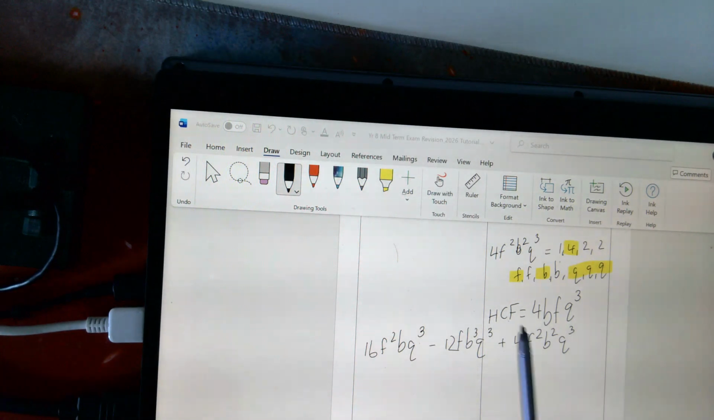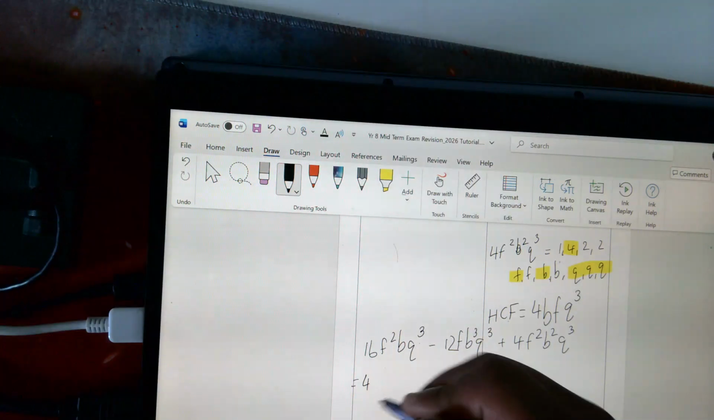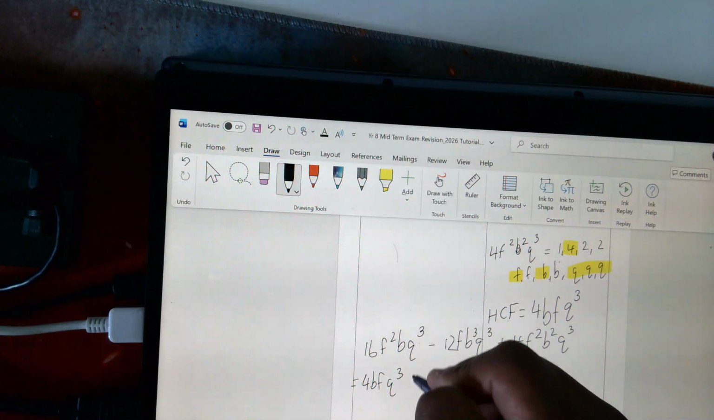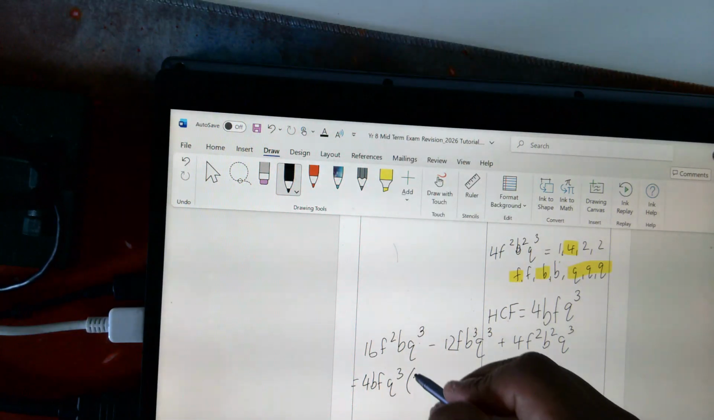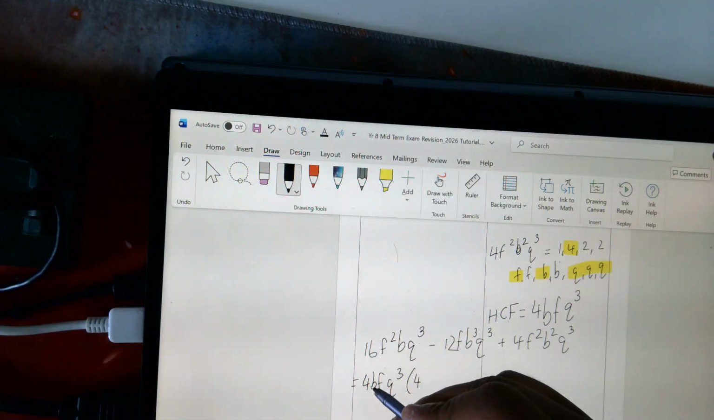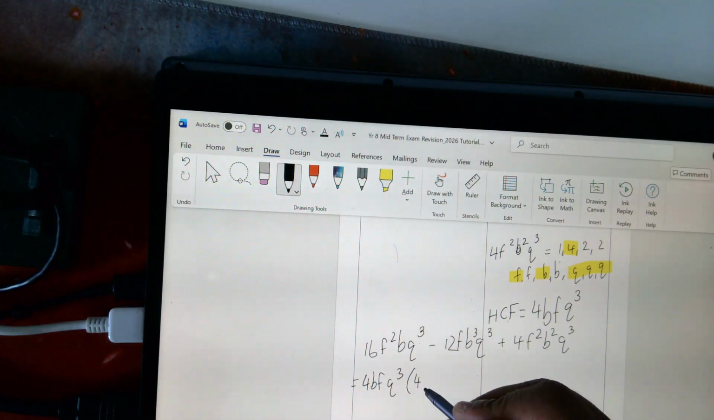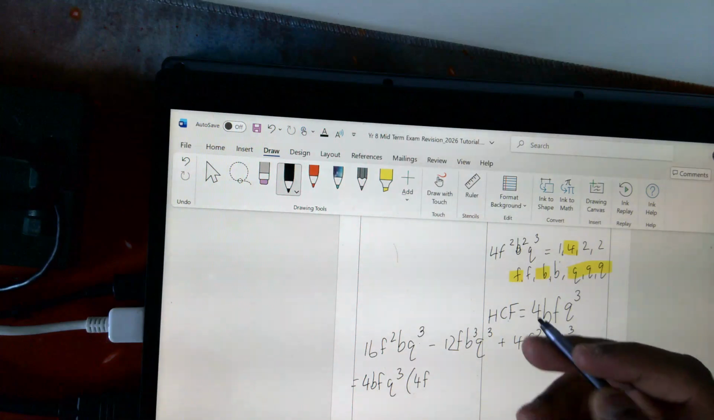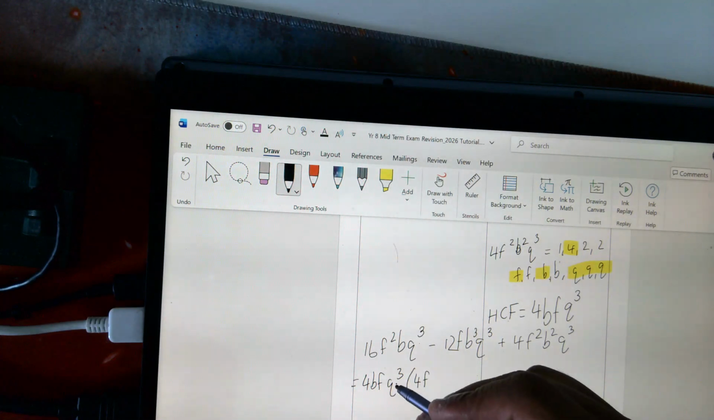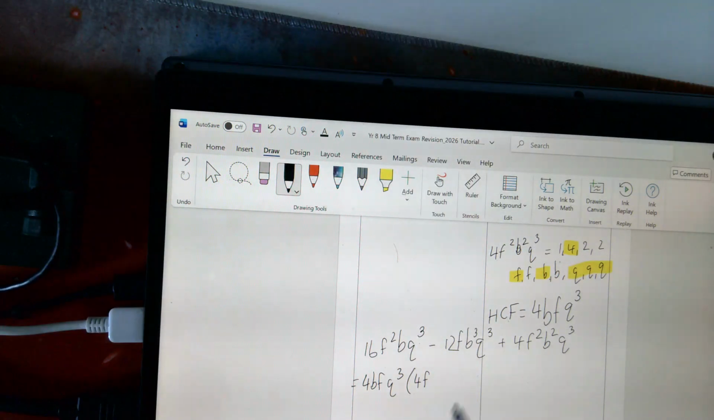So here we found out that our highest common factor is 4bfq cubed. That means I'm going to take 4bfq cubed out, and then we're going to work out what we need to multiply. So 4 times what is 16? That's 4. I've already got a b, so I don't need a b in here. I've got an f, and I need f squared, so I'm going to multiply it by f. I've got q cubed, and I've got q cubed here, so I don't need anything else.